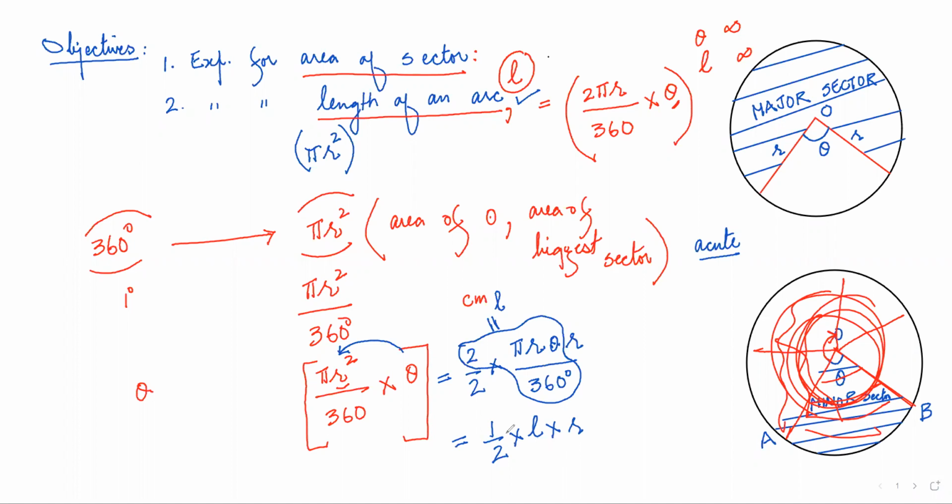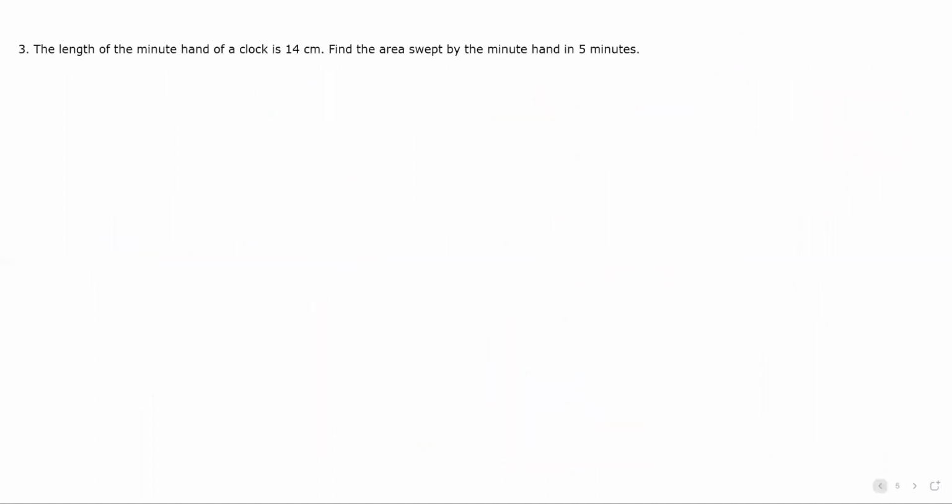See that, students, we are able to derive two expressions for the area of sector. One expression is pi r square by 360 into theta, or 1 by 2 into L into r. All right, let us see how we can use both of these to solve some numericals. All right, so students, this is my first numerical.